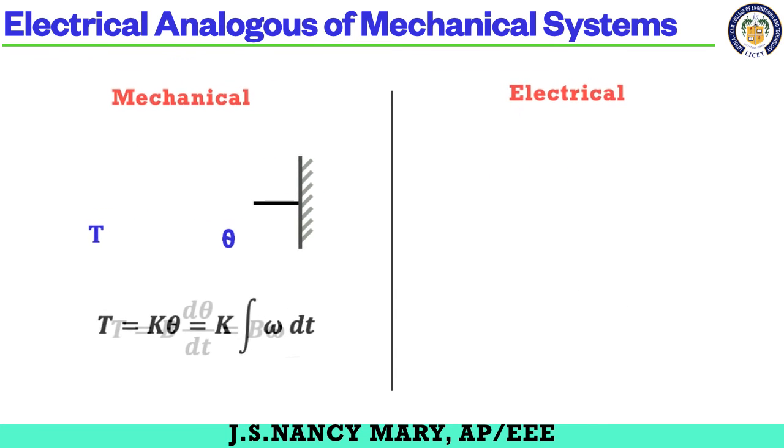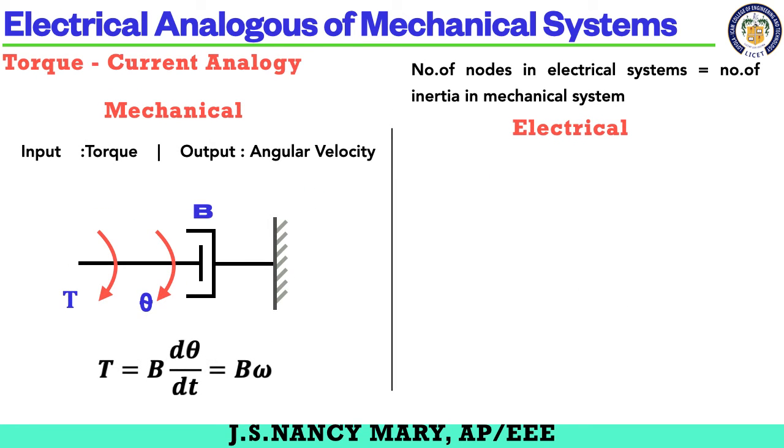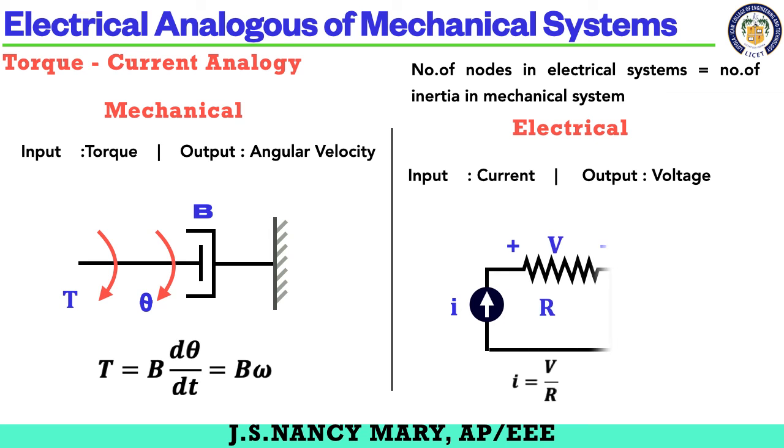The next one is your torque current analogy. T is equal to B into d theta by dt, which is equal to B omega. So the input is current, output is voltage. So I am going to replace with I is equal to V by R. So B is replaced with 1 by R.